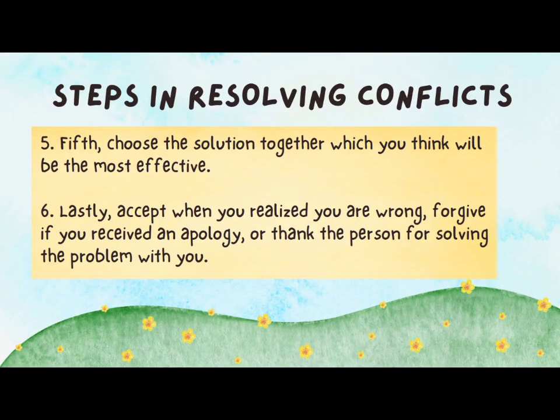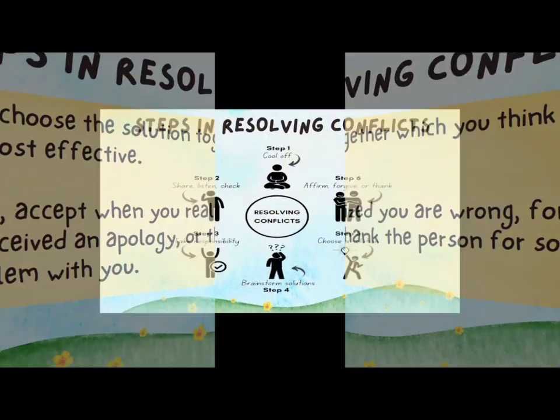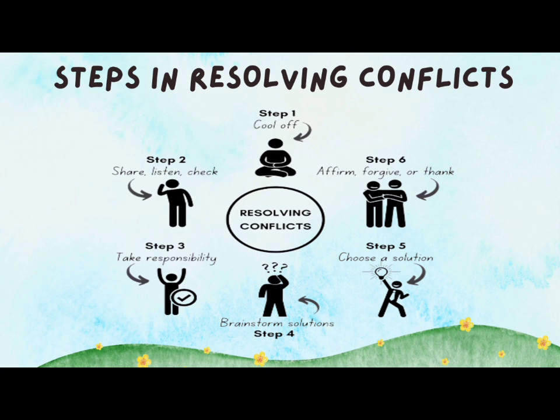The fifth, choose the solution together which you think will be the most effective. And the last, accept when you realize you are wrong, forgive if you receive an apology, or thank the person for solving the problem with you. To say it simply, here are the steps in resolving conflicts. Step 1, cool off. Step 2, share, listen, and check. Step 3, take responsibility. Step 4, brainstorm solutions. Step 5, choose a solution. And step 6, affirm, forgive, or thank.